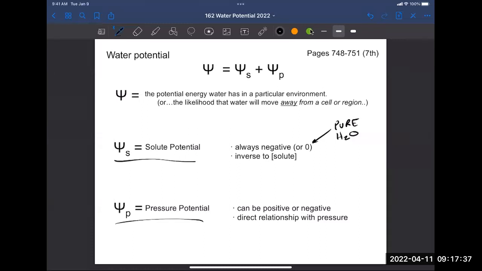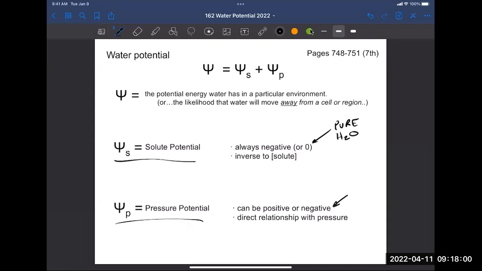Pressure is a little bit easier to think about. It can be positive or negative. By squeezing something, you're creating positive pressure. By sucking on the end of the straw, you're creating negative pressure. So this could be either positive or negative. And it's a direct relationship with pressure. So psi sub p, the pressure potential, goes up and down as the pressure goes up and down.